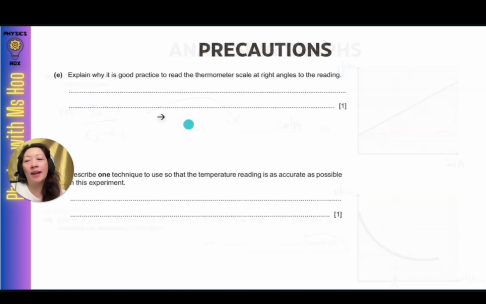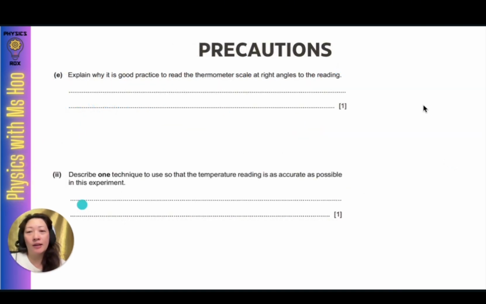Now let's take a look at some precautions that you need to know how to write. Now the precautions we're referring to here are not safety precautions, but rather precautions here normally refer to how to improve the accuracy of the experiment. So here's an example of a precaution on taking the reading. Explain why it is good practice to read the thermometer scale at right angles to the reading. So this is with regards to placing your eye position at the correct angle, and yes, this is about avoiding parallax error.